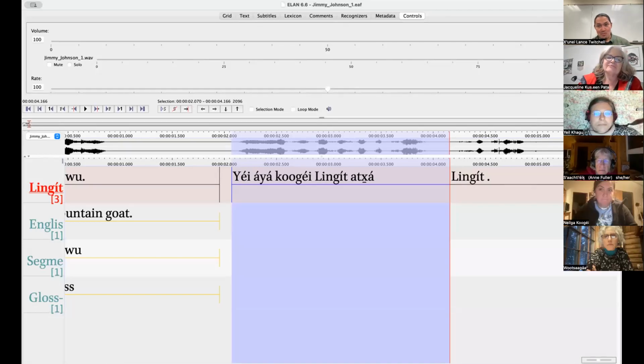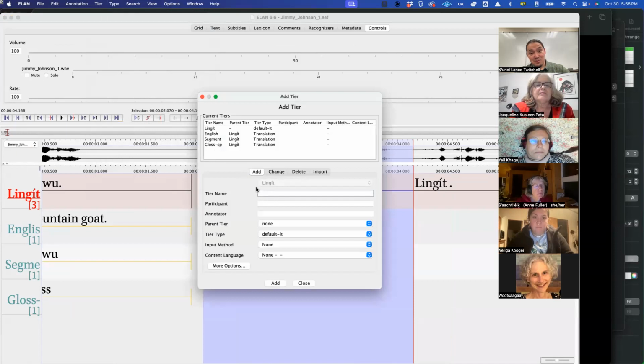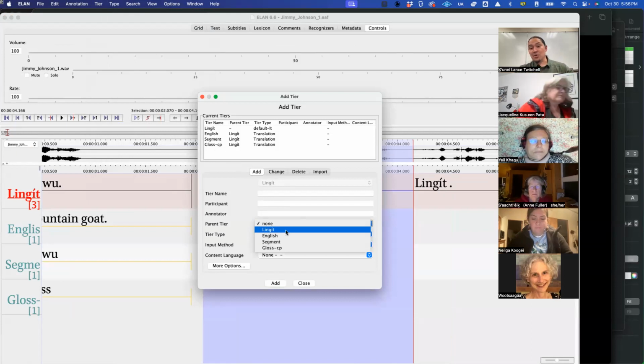Okay. We did a little bit here in ELAN with potentially setting up some tiers. If you want to add new tiers, we just want to review this real quick. You're going to go to tier, add new tier, and you can add as many as you want. We put a segment, we put a gloss on there. But if you add one, you have to set Lingít as the parent tier, or utterance.